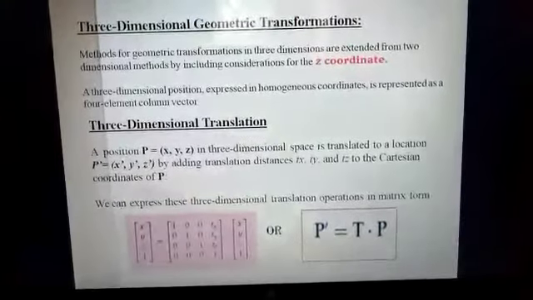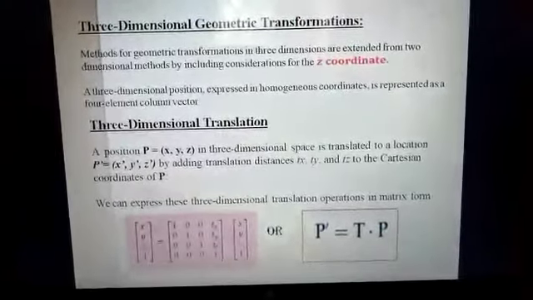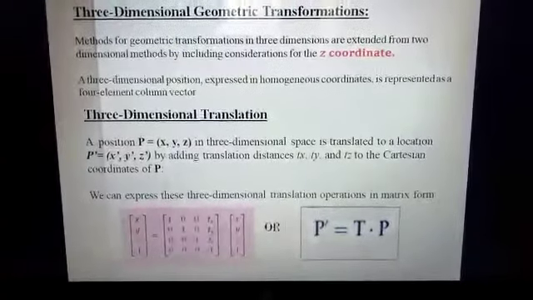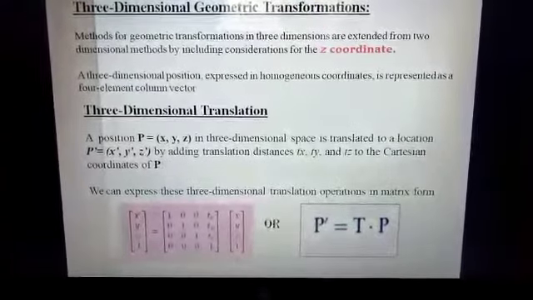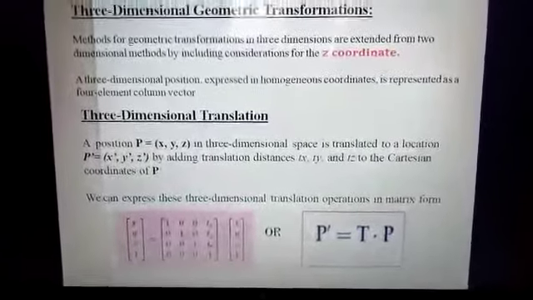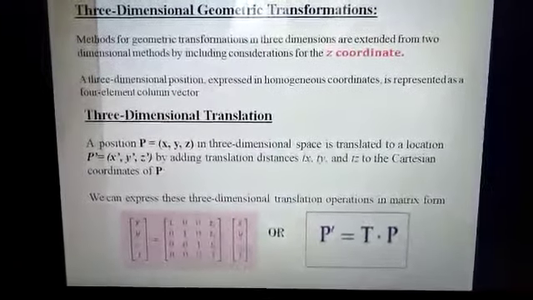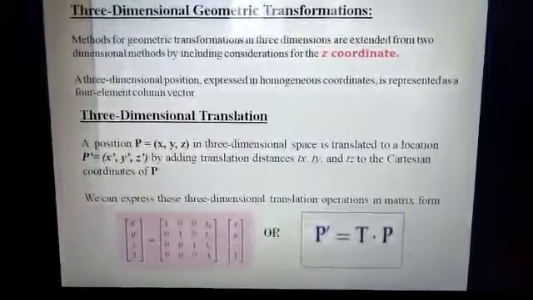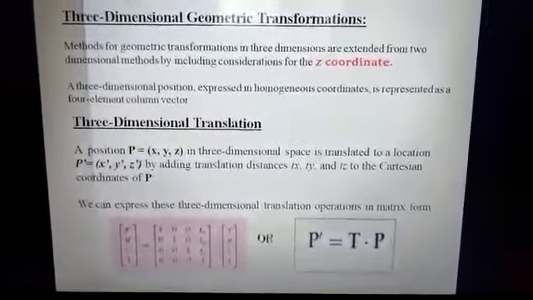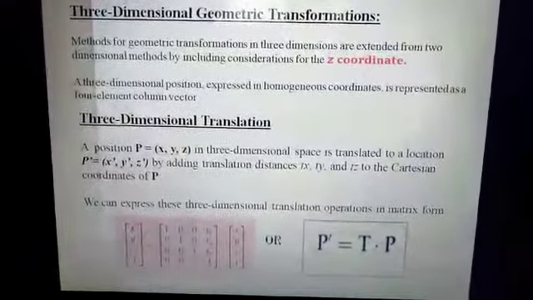Let's move on to translation in 3D, where we have a position P and a position P dash. A position P with respect to x, y, z coordinates in 3-dimensional space is translated to a location P dash with respect to x dash, y dash, z dash by adding translation distances called tx, ty and tz to the Cartesian coordinates of P.